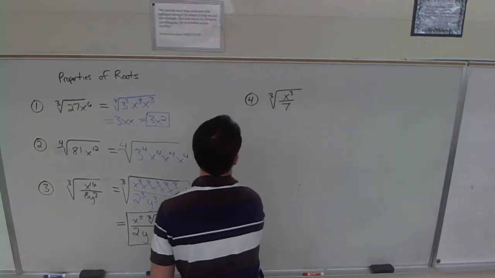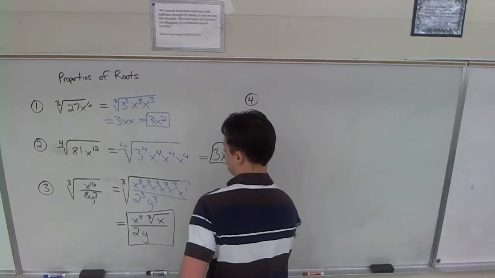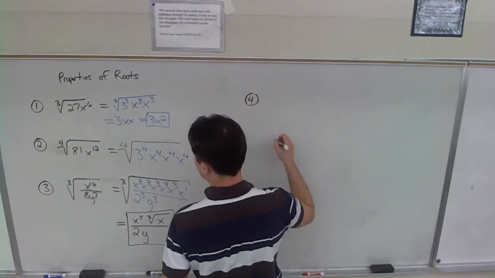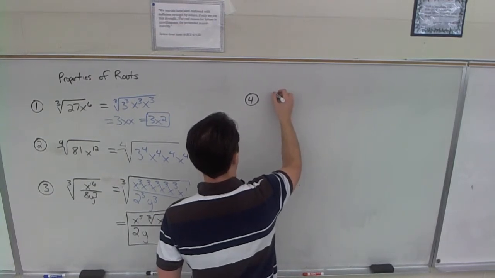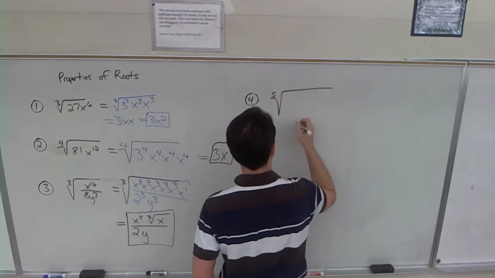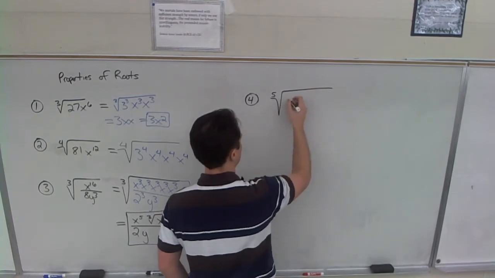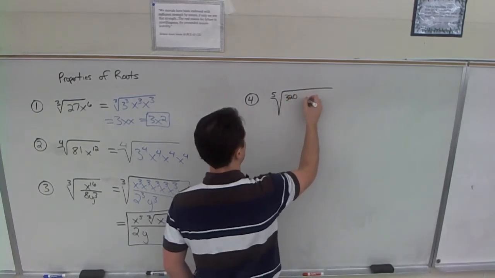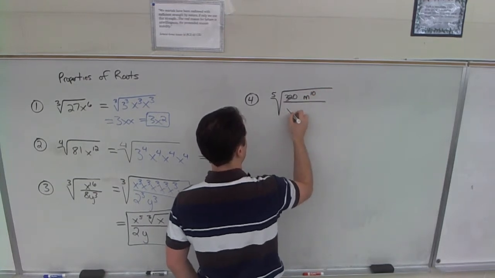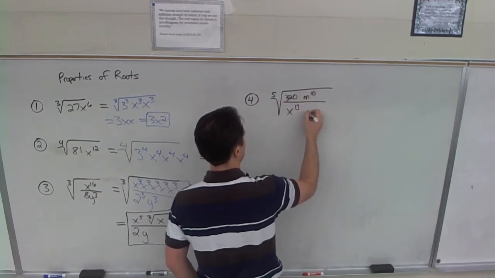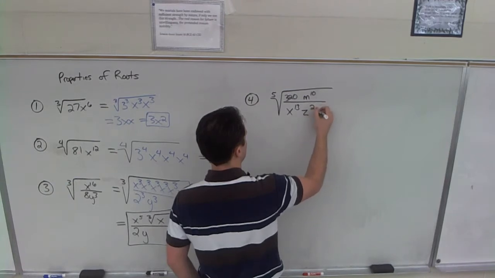Let's leave this one till tomorrow. Let me do just one more. So let's do that guy tomorrow, and let's go 5th power, and let's go 320 m to the 10th, x to the 13th, z to the 27th.